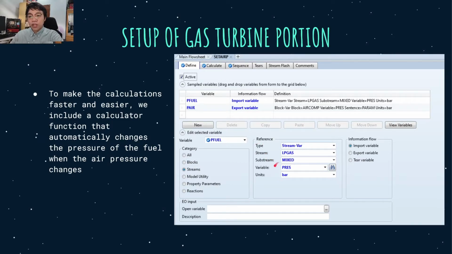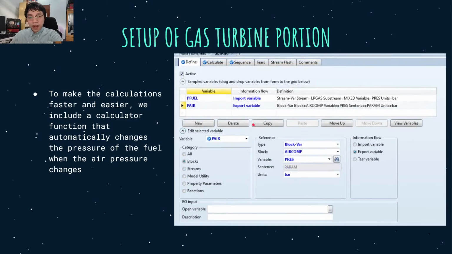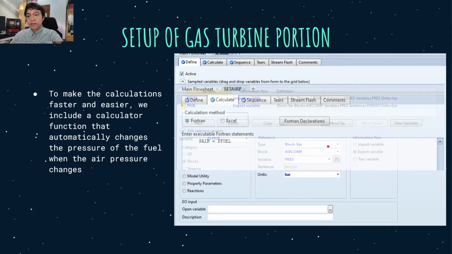The variable in question is pressure, and the units used would be bar. It is important to indicate that it is an import variable. The second would be P air. P air is a block, and by block, we are referring to the air compressor, with the variable in question being pressure and units at bar. It's also important to indicate it should be an export variable.